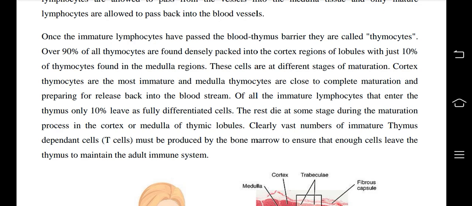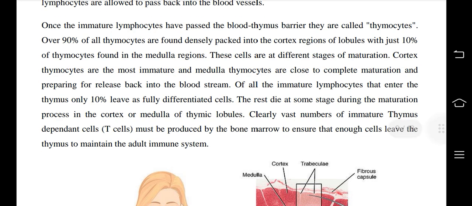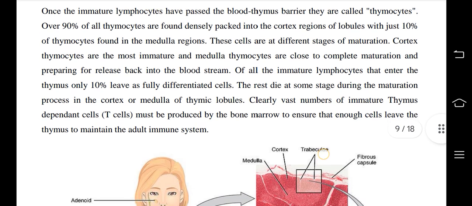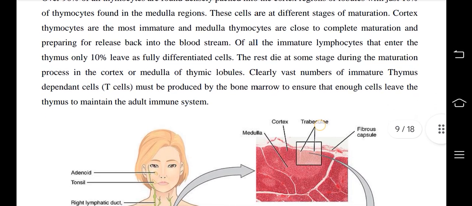Over 90% of all thymocytes are found densely packed into the cortex region of lobules, with just 10% of thymocytes found in the medulla regions. These cells are at different stages of maturation. Cortex thymocytes are the most immature, and medulla thymocytes are close to complete maturation and preparing for release back into the bloodstream. Of all the lymphocytes that enter the thymus, only 10% leave as fully differentiated cells. The rest die at some stage during the maturation process in the cortex or medulla of thymic lobules.